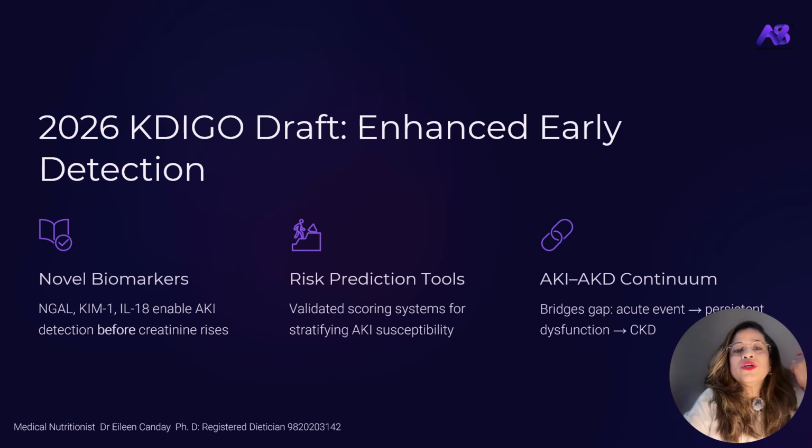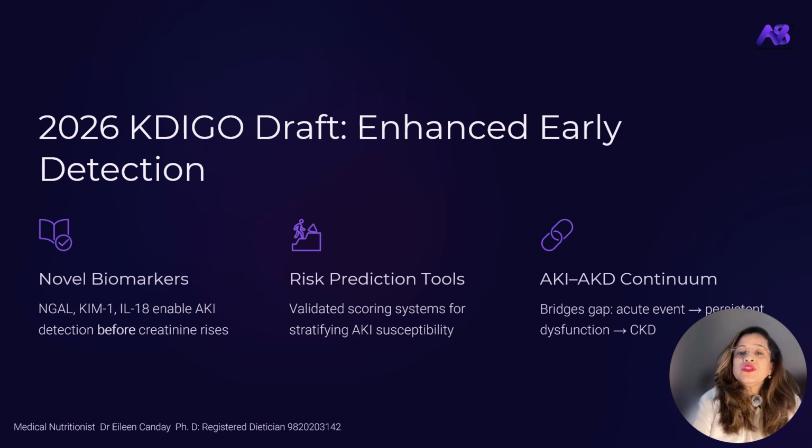Now coming to the novel biomarkers. I know this is a little new, but in 2026, as per the KDIGO draft, they did say that you can use NGAL, KIM1 and IL-18, which can detect an AKI even before the traditional creatinine level rises. This early detection window is crucial for intervention. It is not widely used, but it is available. And I think going ahead, maybe physicians and clinicians may adopt these markers.